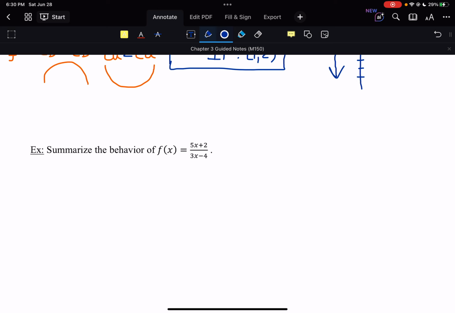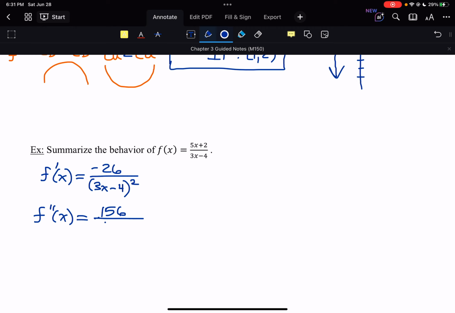If we take the derivatives of these, the first derivative does involve the quotient rule. I'll just tell you what we get. We get negative 26 over (3x minus 4) quantity squared. And the second derivative gives us, this one, you don't even have to use the quotient rule. You can just use the chain rule and the power rule. It would give us positive 156 over (3x minus 4) quantity cubed.